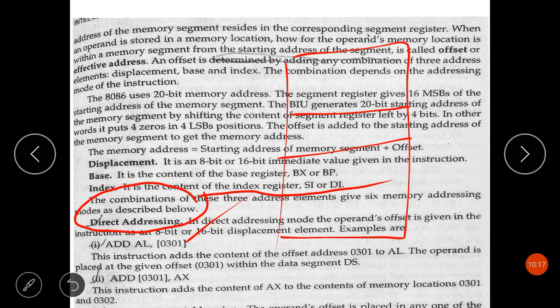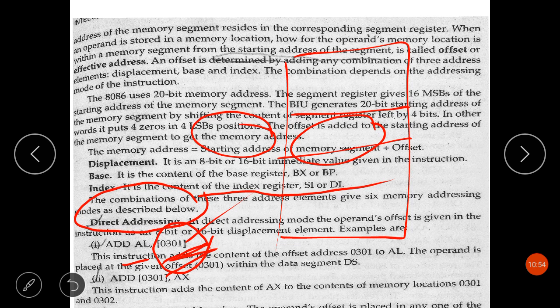So in the instruction ADD AL, [0301], what is happening? It will add the content of accumulator low with the content of this address. How do we get the actual address of the operand? By adding the starting address of the data segment with the offset mentioned in the instruction, we get the address of the operand. That operand gets added with the accumulator low, and the result gets stored in the accumulator low.